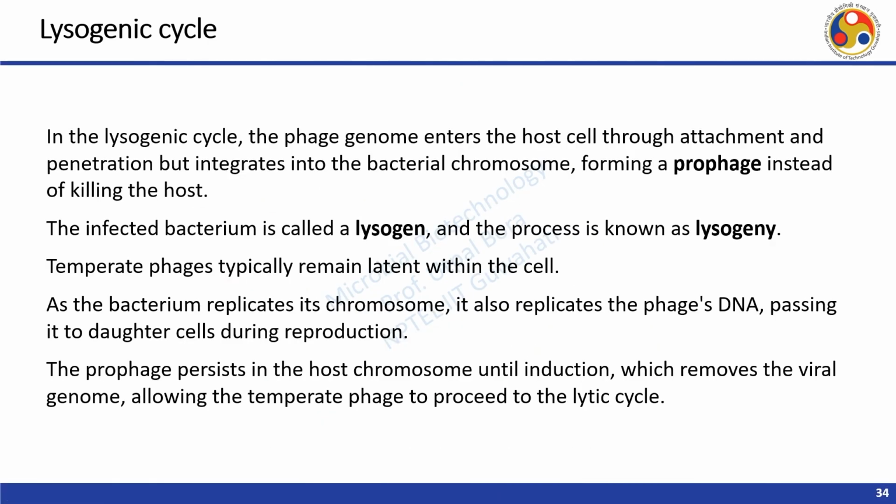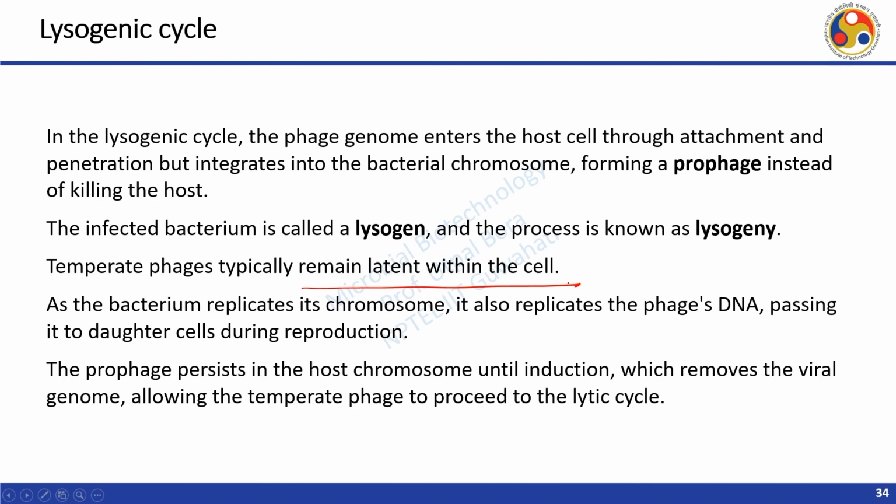In the lysogenic cycle, the phage genome enters the host cell through attachment and penetration, but integrates into the bacterial chromosome, forming a prophage instead of killing the host. The infected bacterium is called a lysogen, and the process is known as lysogeny. Temperate phages typically remain latent within the cell.